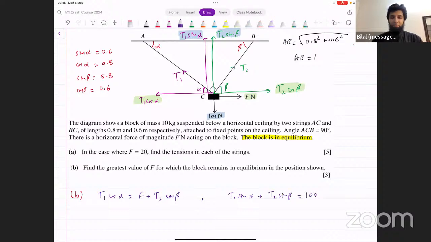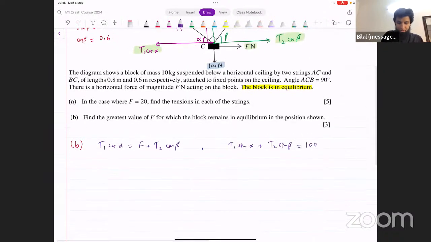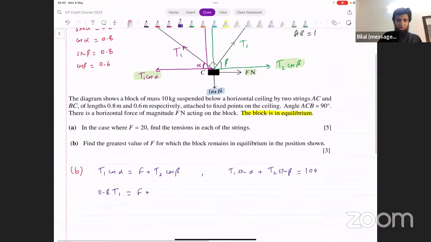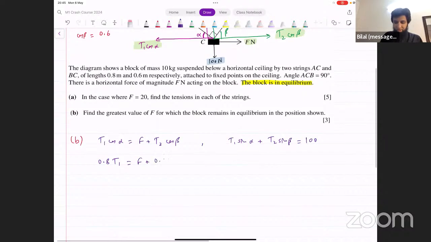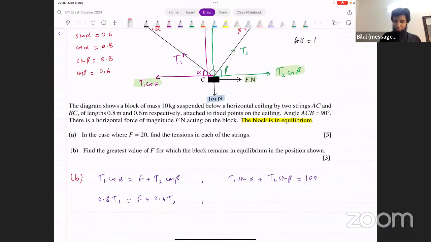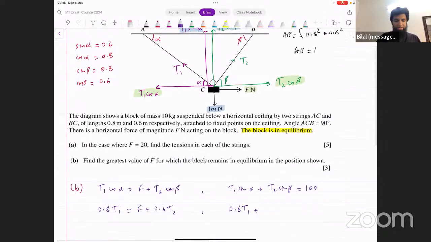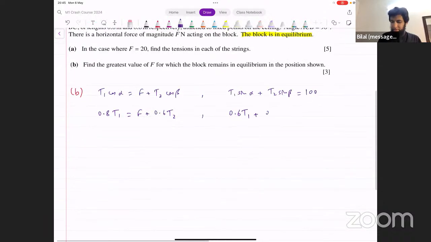Now let's input values in them. Cos alpha is 0.8, so it's 0.8 T1 equals F plus, cos beta is 0.6, so 0.6 T2. And then sine alpha is 0.6, so this becomes 0.6 T1 plus, sine beta is 0.8, 0.8 T2 equals 100.